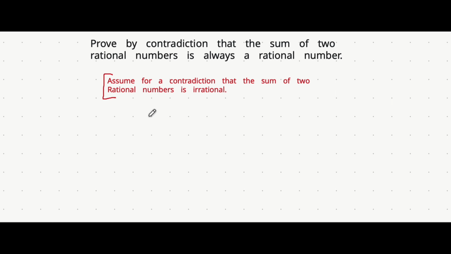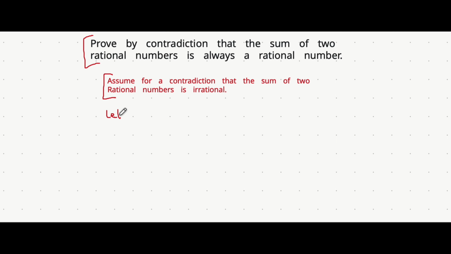Our whole goal now is to somehow disprove this assumption, because if you disprove it, that means that the original statement has to be true. It's either the original statement or the assumption that you made is true. It's either one or the other. So how do we disprove this assumption? Well, let's introduce two rational numbers and show that when you add them together, it's actually not irrational.